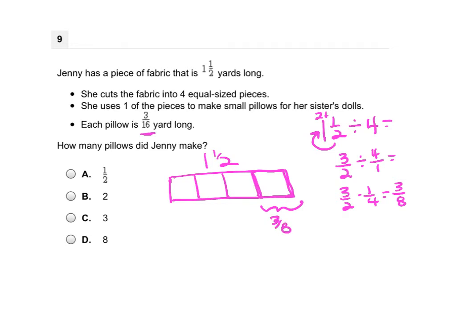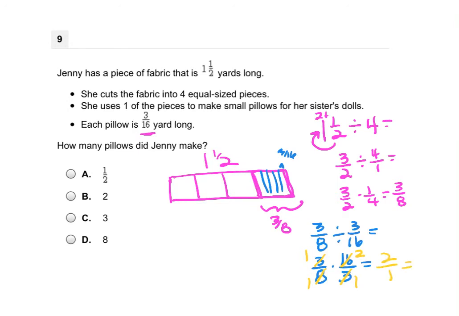So now I'm going to take that 3/8 and I'm going to cut that up into 3/16 pieces. I want to know how many pieces I'll get. So 3/8 divided by 3/16. I'm going to multiply by the reciprocal, or keep change flip. Now I have some cancellations here. So 3 divided by 3 is 1. 8 goes into 8 once. 16 divided by 8 is 2. When I multiply across, I get 2 over 1, or 2 pieces. So the answer is B.